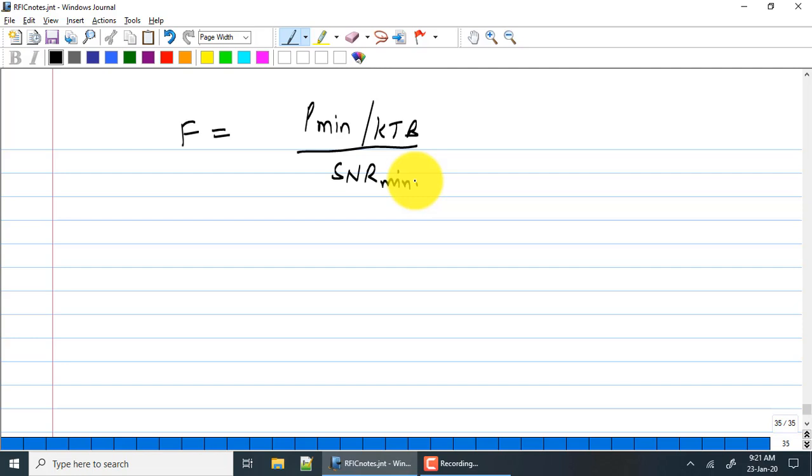Okay? And now this SNR min is normally in dB. Right? For a bit error rate of 1e minus 3, you may have a 10 dB SNR or 20 dB SNR, 13 dB SNR and so on. You'll have numbers like this depending on the type of modulation that you're using. So in fact P min is of course F times SNR min times KTB.